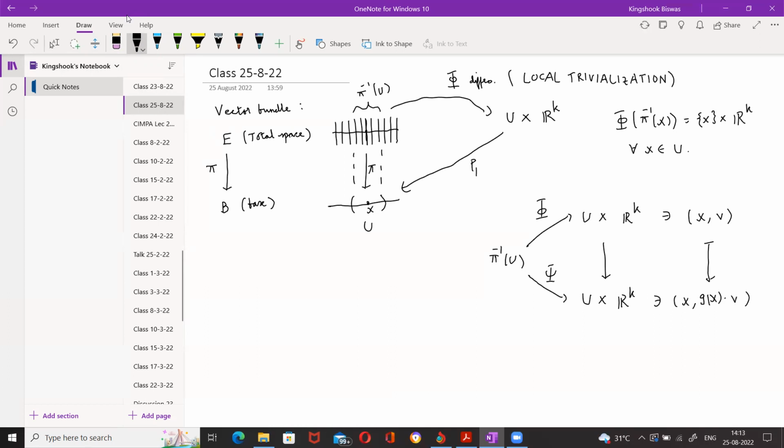Where g here is a map from U into GL K R, which is a smooth map, which is called the transition function of the bundle, of the vector bundle.